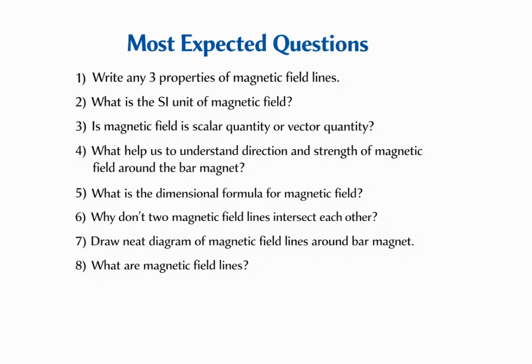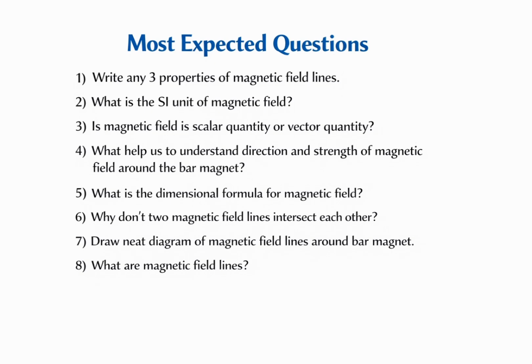Okay, third question. What helps us to understand the direction and strength of the magnetic field around the bar magnet? Answer. Magnetic field lines help us to understand the direction and strength of the magnetic field around the bar magnet.